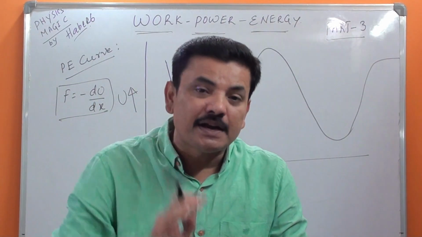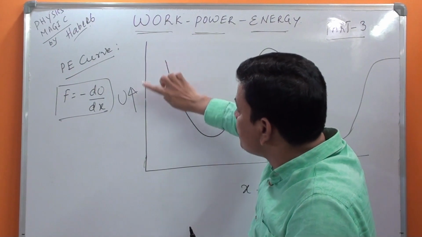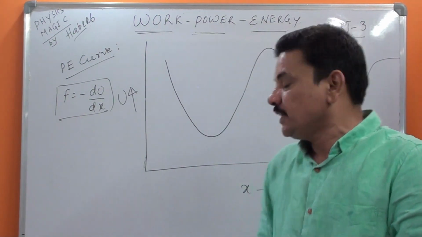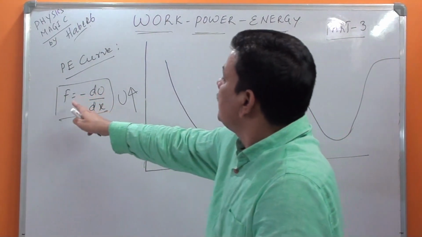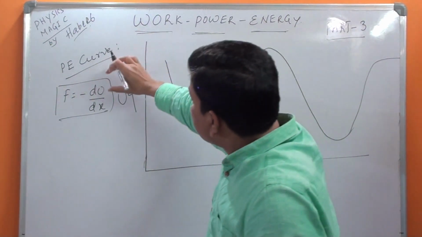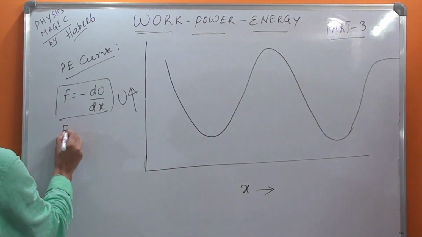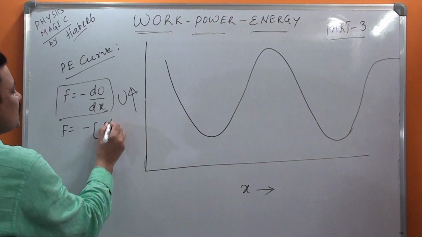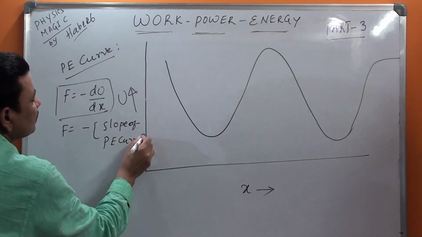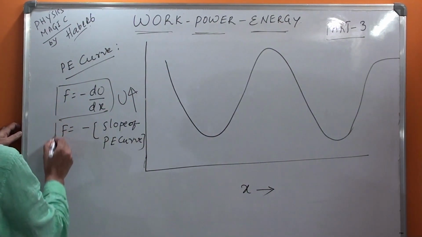Those who don't know, remember now onwards. If a graph is taken like this, take two different points on the y-axis, y1, y2, and two points on the x-axis, x1, x2. Then slope is equal to y2 minus y1 by x2 minus x1. So always remember the change in y value divided by the change in x value gives the slope. So we can now write force is equal to minus slope of the potential energy curve. So you got one more: when the potential energy curve is given, you also get how to find the force from here.